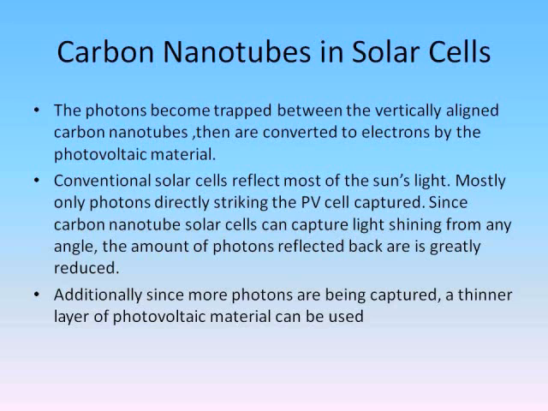Conventional solar cells reflect a lot of the potential light that the sun emits onto them. This is because they rarely capture the sun's rays from different angles. Carbon nanotubes, on the other hand, capture light from many different angles, thus reducing the amount of photons reflected back. Since more photons are being captured in this type of solar cell, a thinner layer of photovoltaic material can be used.